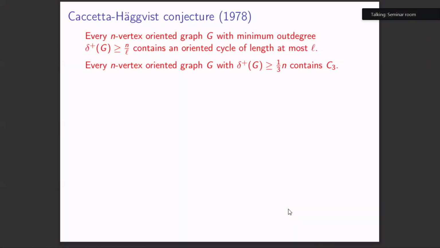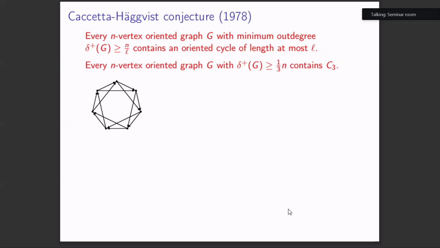In the simplest case, when L is equal to 3, this conjecture is of course still open. We want to show that if there is a graph with outdegree greater or equal to 1/3 n, then it contains C3.